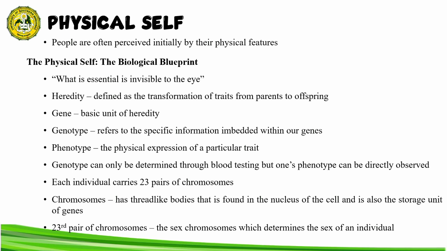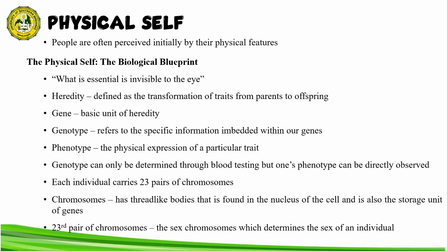Heredity, defined as the transmission of traits from parents to offspring, and gene, the basic unit of heredity. So your physical features were inherited from your parents. For example, there's a child. The child has blonde hair. Their father has black hair while their mother has blonde hair. It's quite obvious that the child inherited the mother's genes. Though that doesn't mean that the child didn't also inherit the father's genes.